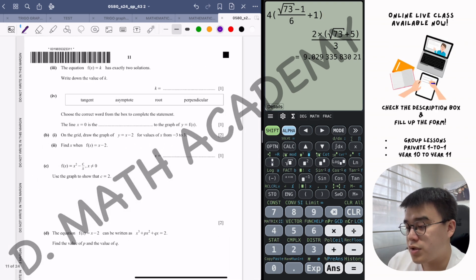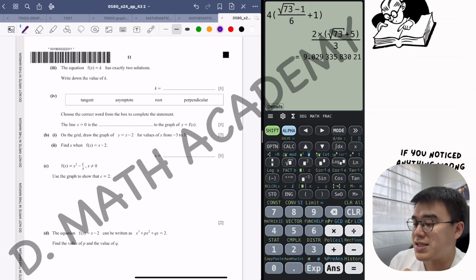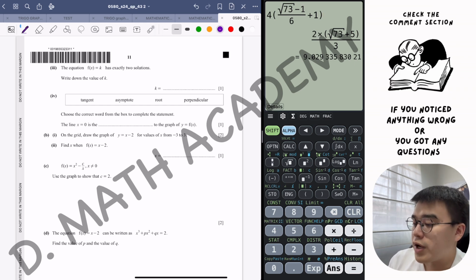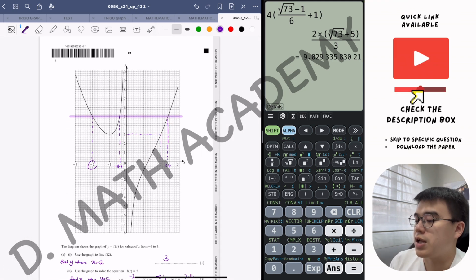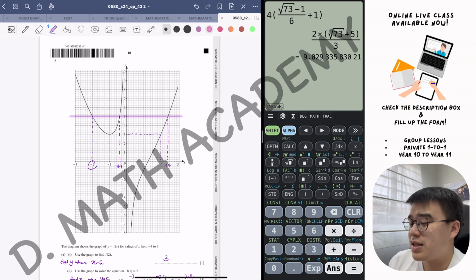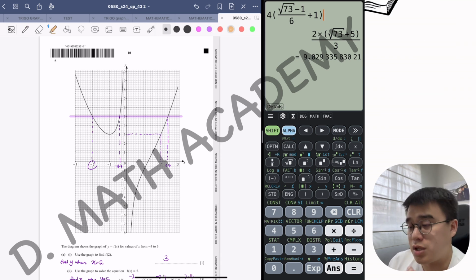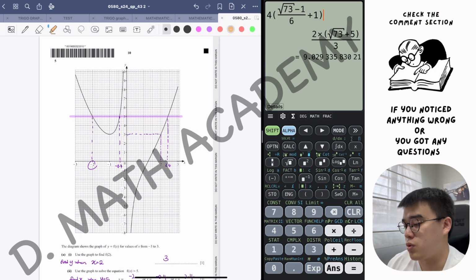Moving on to the next one. The equation f(x) equals k has exactly 2 solutions. Write down a value of k. So this is a reminder to us that they are talking about when we draw a line, we have exactly 2 intersections only, and the line will actually be a horizontal line.